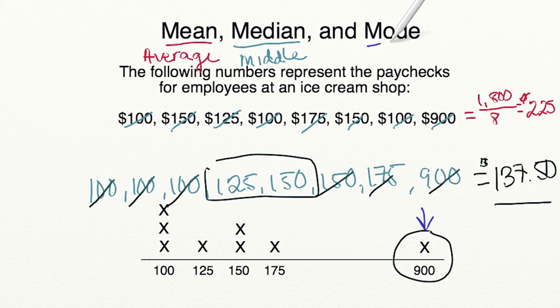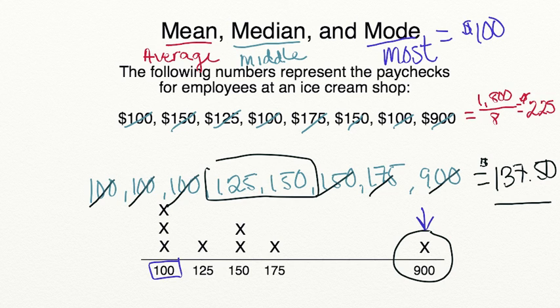Let's go ahead and look at the mode. The mode is the number that you see the most in your set of data. Now, it's not the largest number that's worth the most, it's the number you see the most or is the most frequent. So in this set of data, we have the number 100 3 times. That's more than any other number. That means that our mode is 100.